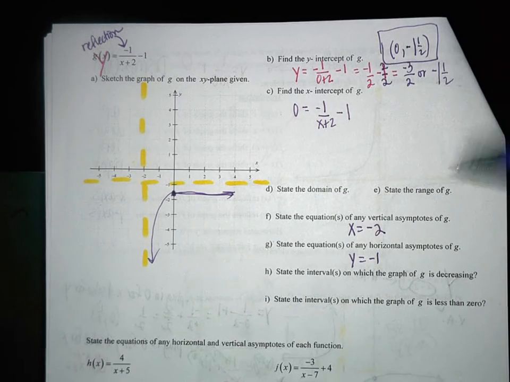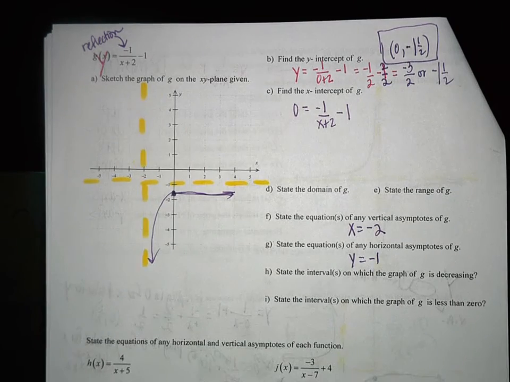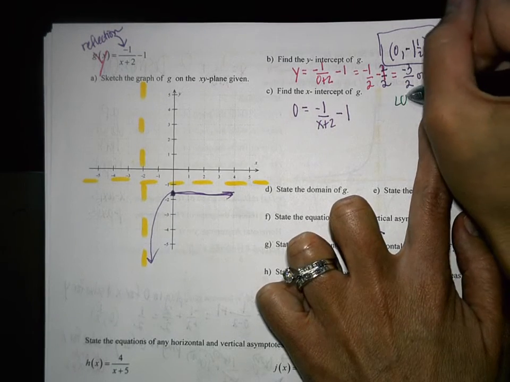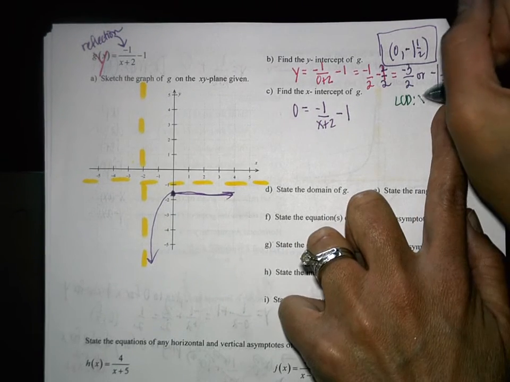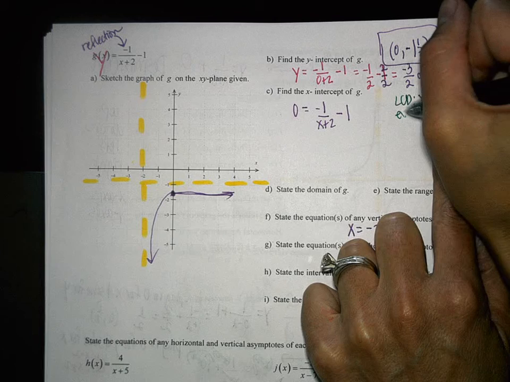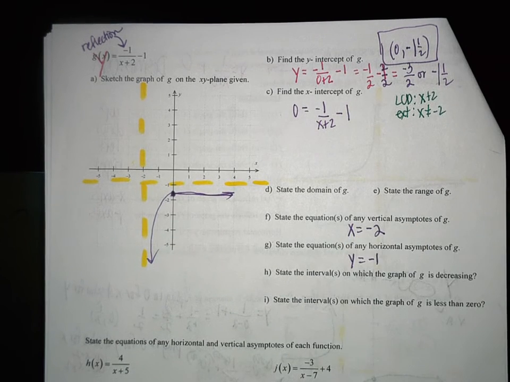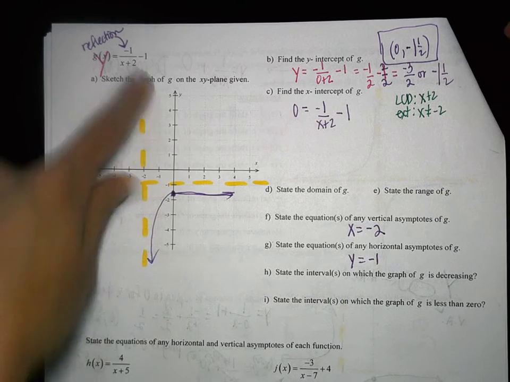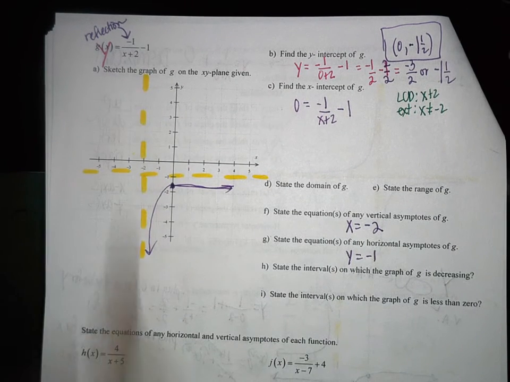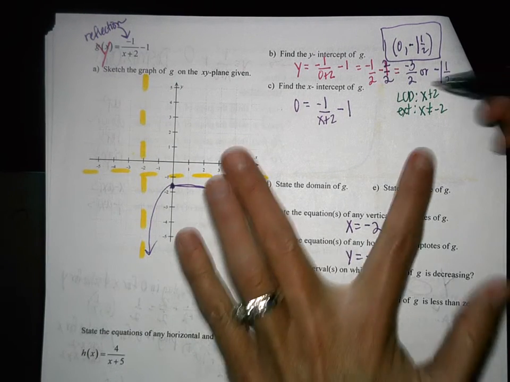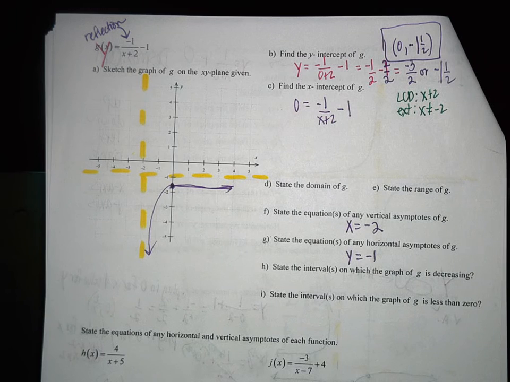What will be my LCD? What would be my extraneous solutions? X cannot equal -2, which would make sense. Do you see how -2 is already an asymptote? Okay. So we're going to go through and multiply every term by x plus 2.